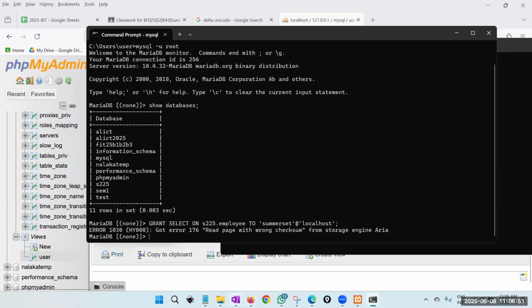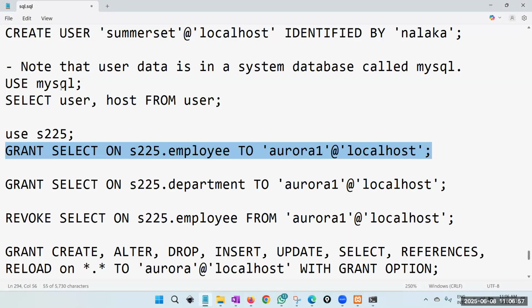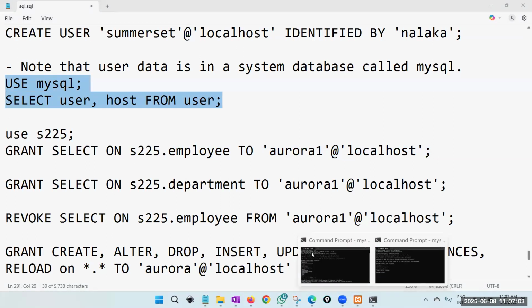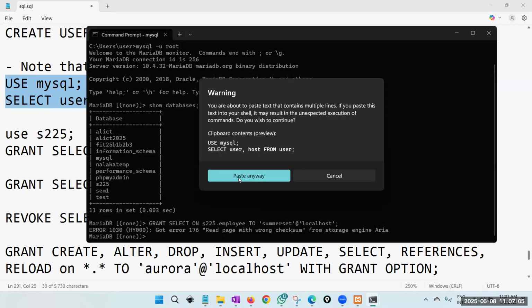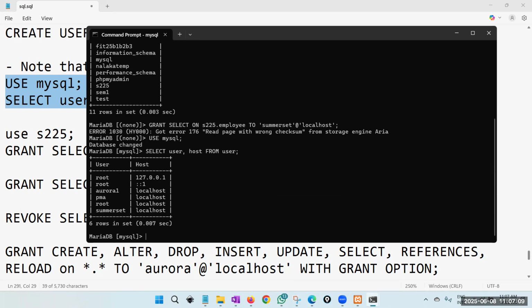Okay, so let's see whether we can see the user first. So we can check whether the user is there by query on this. Use mysql because that is a table database. Right, use mysql and select. Yes, Somerset is there, right?